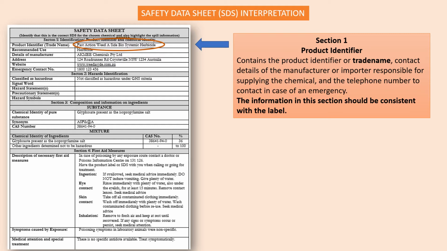In section 1 of a safety data sheet, you will find the product identifier or trade name, the contact details of the manufacturer or importer responsible for supplying the chemical, and the telephone number to contact in case of an emergency. The information in this section should always be consistent with the label.